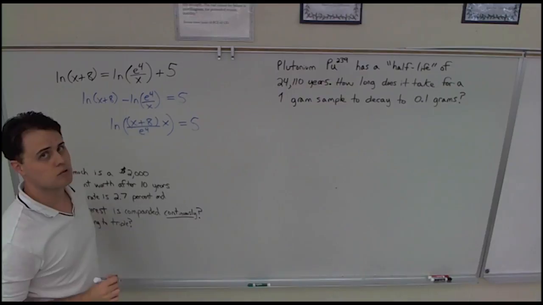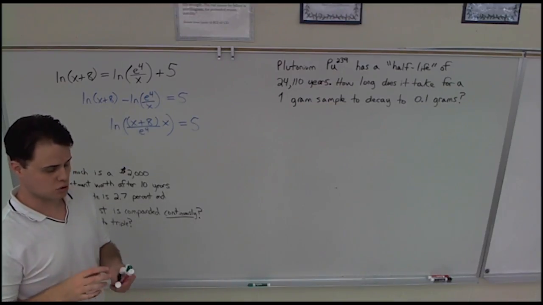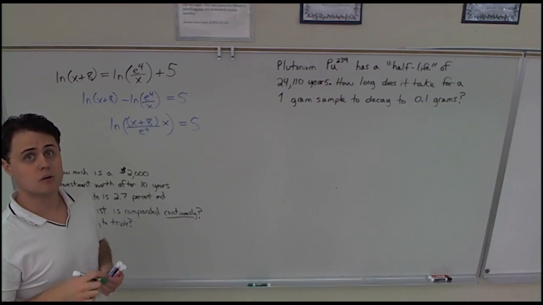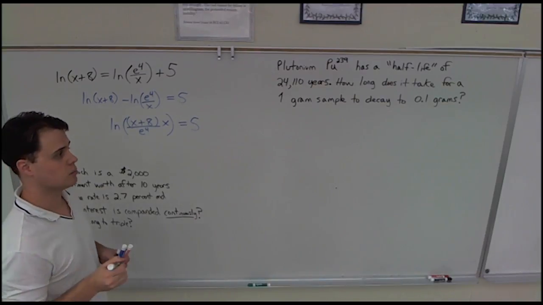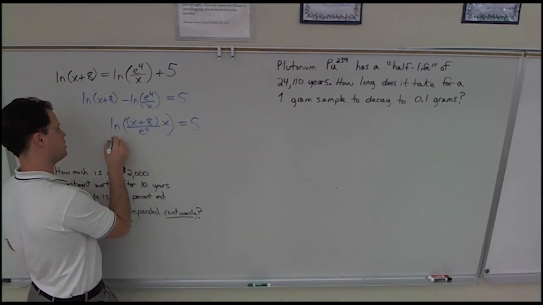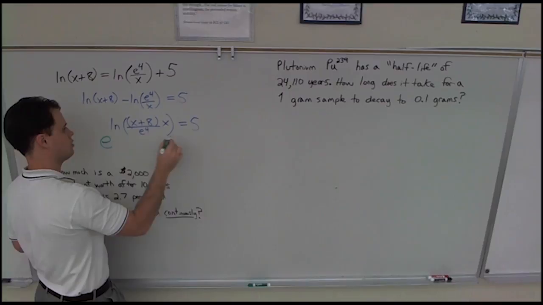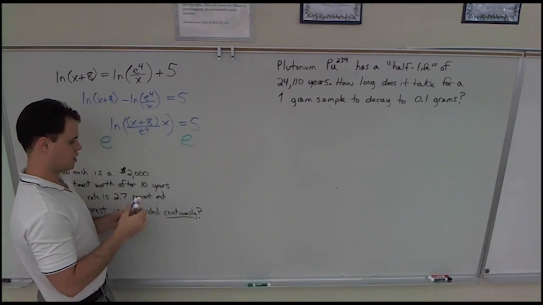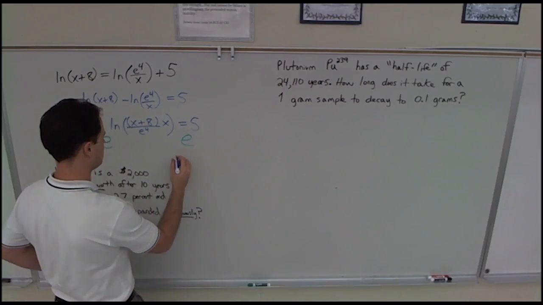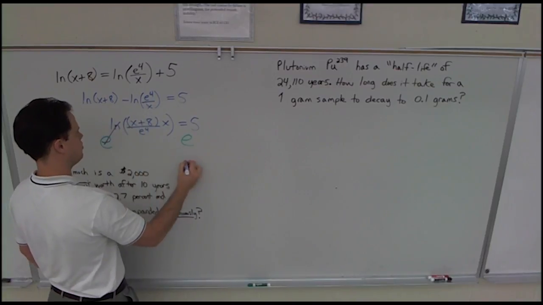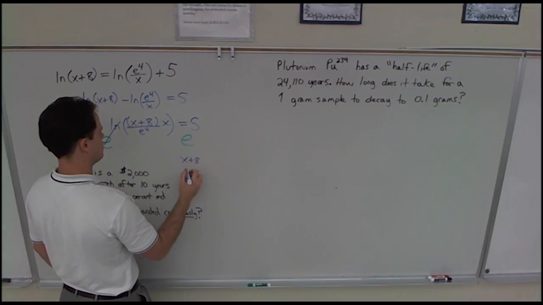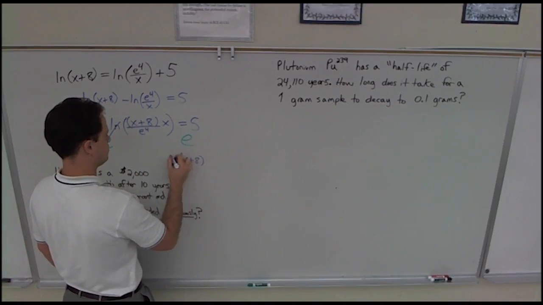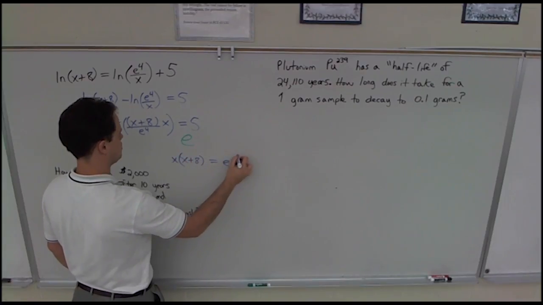Alright, so now I have my equation into two terms only, and I can operate with an exponential to get rid of the logarithm. So the exponential that gets rid of base e is e. So I exponentiate both sides base e. Might need some more room here. So this is going to cancel out. We're going to get x plus 8 times x equals e to the 5th.